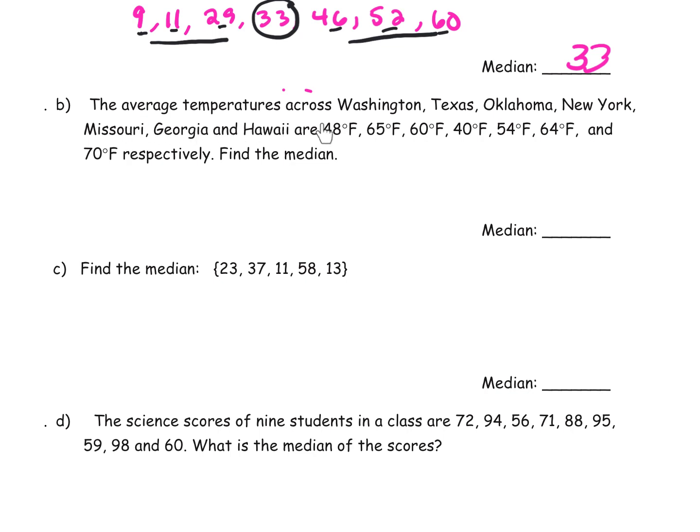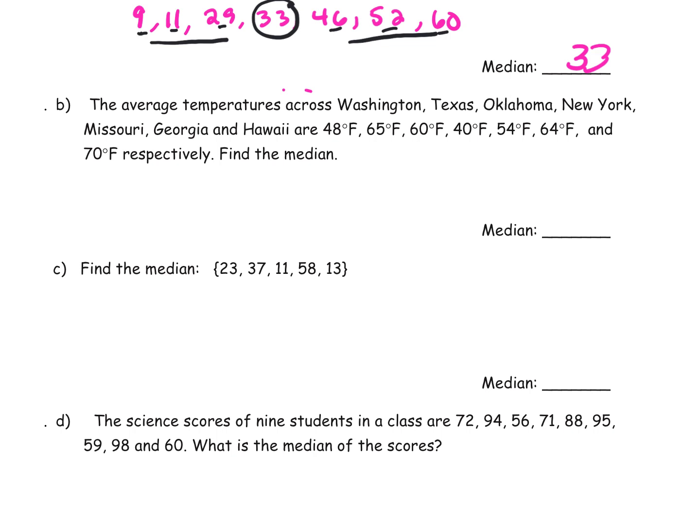The average temperature across Washington, Texas, Oklahoma, New York, Missouri, Georgia, and Hawaii are 48 degrees, 65 degrees, 60 degrees, 40 degrees, 54 degrees, 64 degrees, and 70, respectively. Find the median. Respectively means that the states are listed in the same order as the temperatures. So 48 was Washington, 65 is Texas, 60 is Oklahoma, and so on.